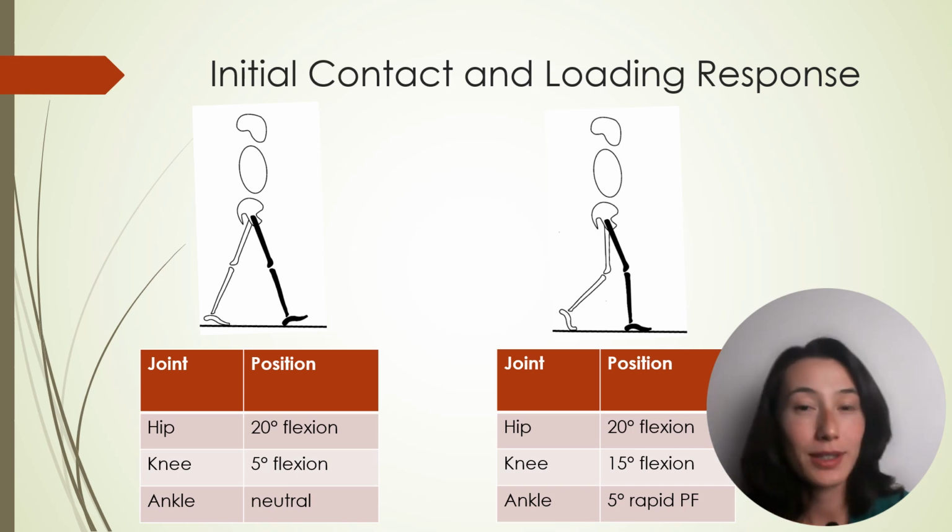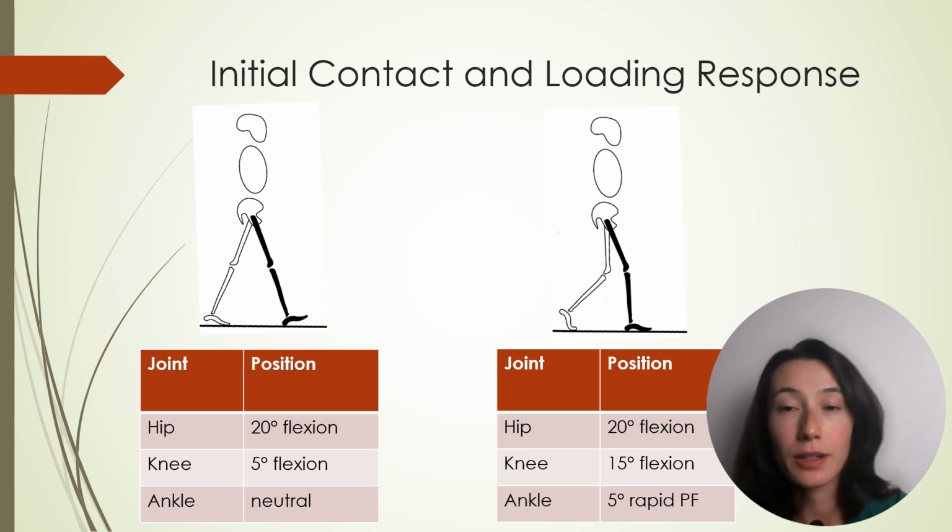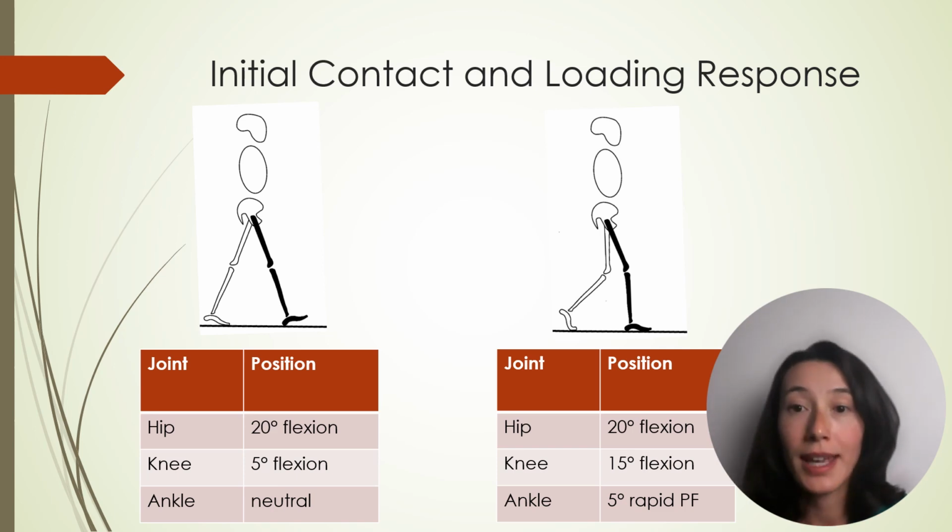Onto the hip joint. The hip is at 20 degrees for both initial and loading response. Now, why 20 degrees? Well, how could you possibly have one foot in front of the other if your hip is at 0 degrees? You can't. Now, why not 5 degrees or 10 degrees? Again, it's efficient, optimal gait.